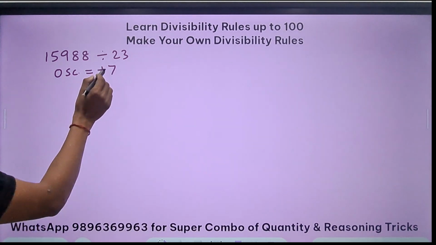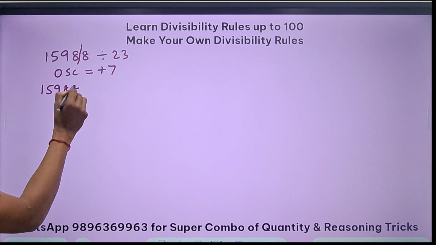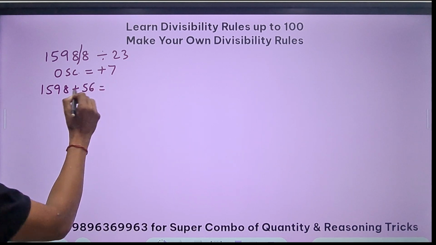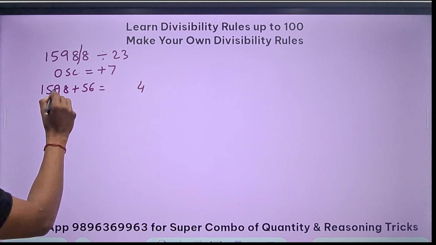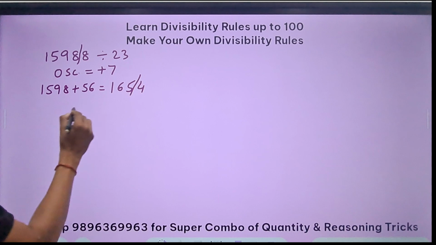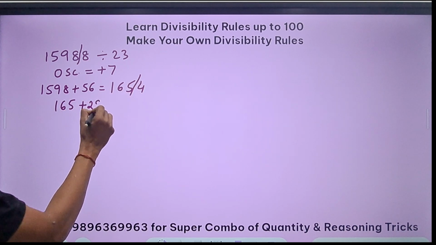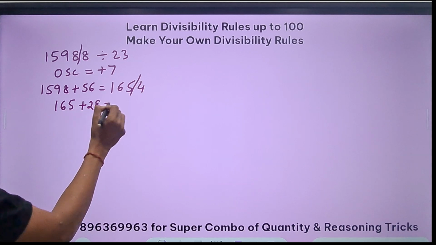And if I know this oscillator, I will separate this out. 1598 plus 7 8s are 56. This will give me 14, 4, 1 carry means 15, 5, 1 carry means 6 and 1. So separate it out. 165 plus 7 4s are 28. So this will give me 193.